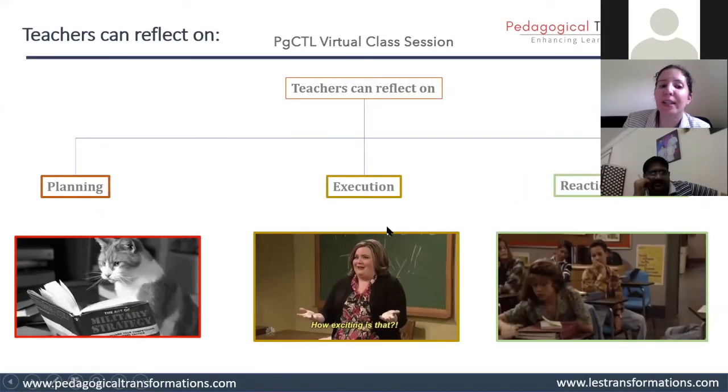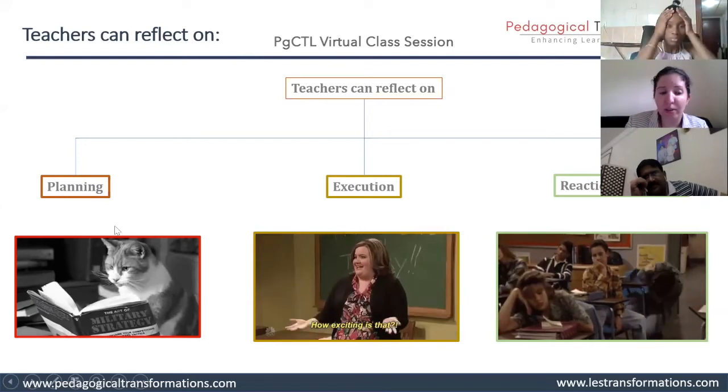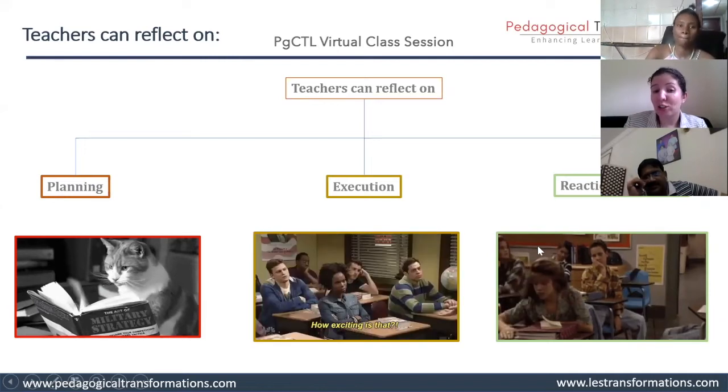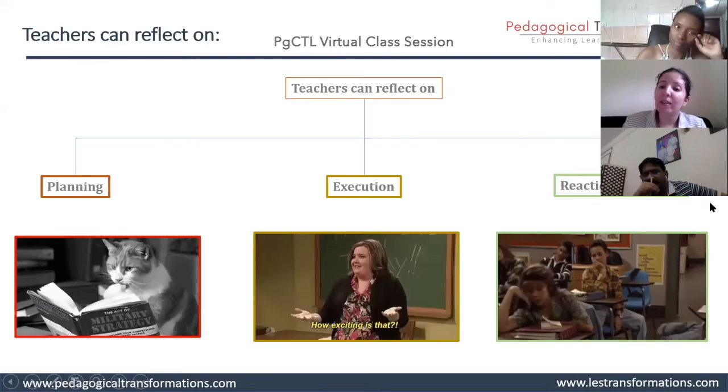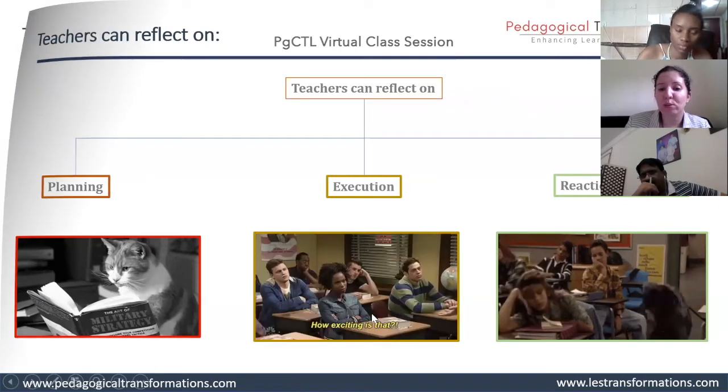Teachers can reflect actually on their planning process, how well the lesson was planned, how well the teacher executed the plan or what happened during the teaching, and they can reflect on the reaction and the emotions of their students.